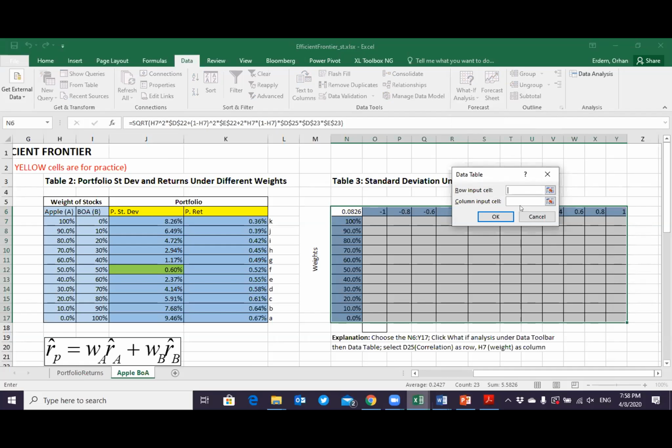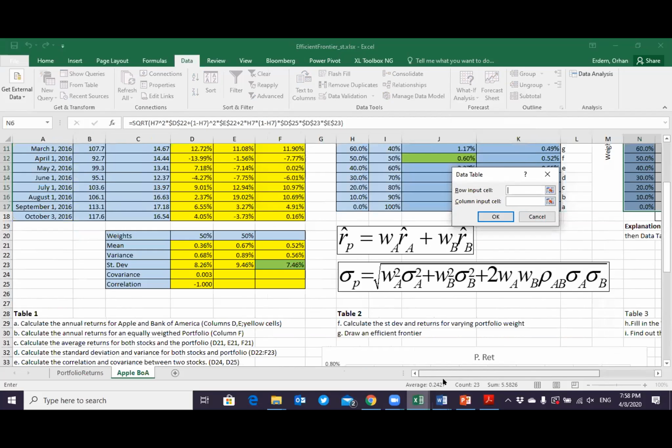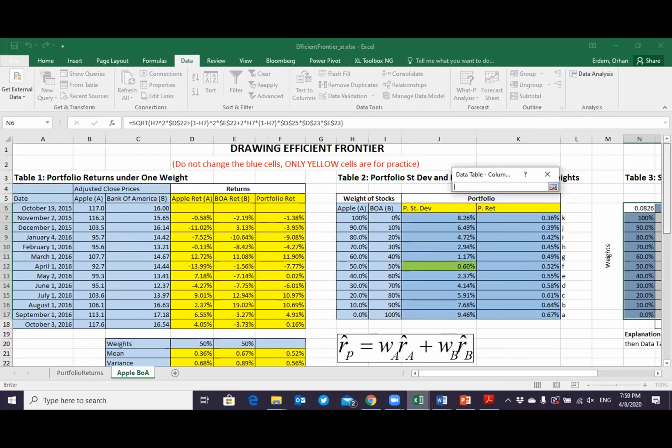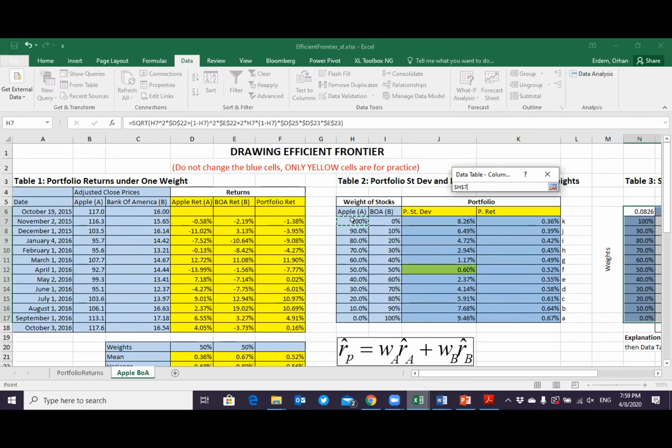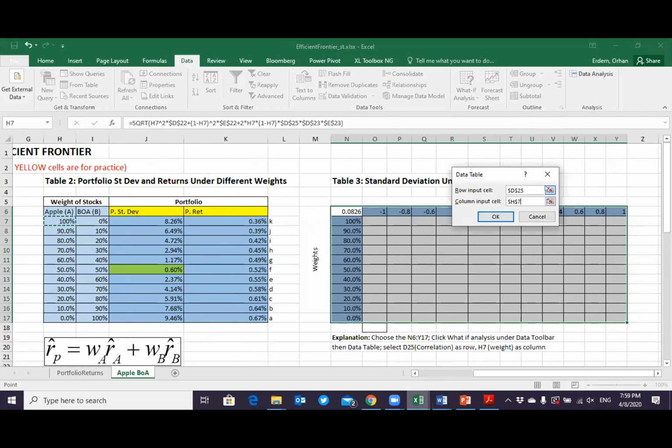So for the row input cell, there's an explanation here. If you are lost, you can watch it from there. Hit D25, which is the correlation. Column input cell, hit H7. So it should be exactly the same.